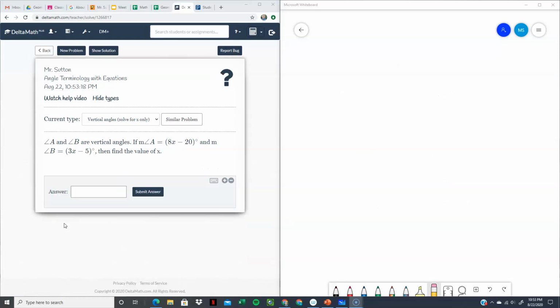And then the last type we have here, this is also vertical angles, but notice the difference. It says then find the value of x. So here we are looking for the value of x. We don't need to do that extra step of plugging it back in and finding the measure of one of these angles. So don't get tricked by this. Make sure you read the instructions and ask yourself, am I looking for the value of x or am I looking for the measure of an angle? So I'm not going to go through this one because it is very similar to the previous one I went through. It just doesn't have that extra step of plugging it back in and finding the angle measure.